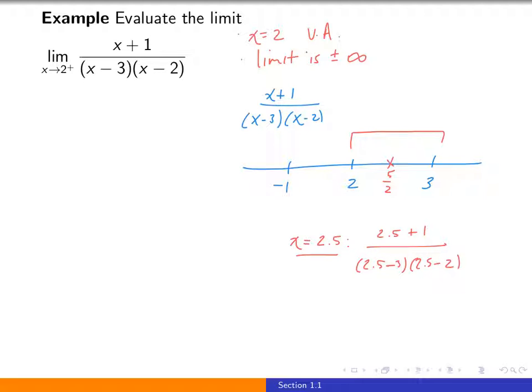All I need to know here is whether this expression is positive or negative. What's in the top is positive, 2.5 minus 3 is negative, 2.5 minus 2 is positive. So a single minus sign means that this is going to be negative. So in between 2 and 3, our function is always negative. And if our function is always negative between 2 and 3, and we know the limit is plus or minus infinity, that leaves us with the value of our limit being minus infinity.